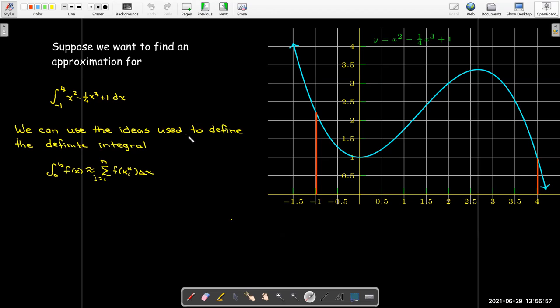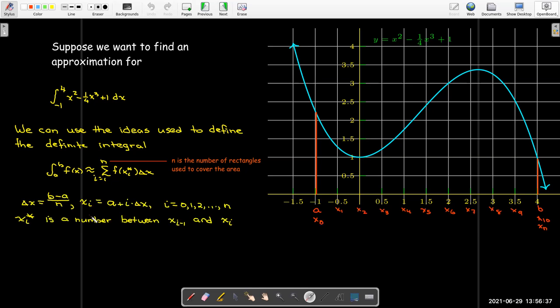So we're going to start with just a review of the ideas we used to define the definite integral. We said that the definite integral can be approximated by this Riemann sum. Remember, the idea is we take our whole interval, divide it up into n subintervals, and then in each subinterval we replace the area with a rectangle. To figure out the height of that rectangle, we just choose some value, x sub i star, which is in that subinterval.